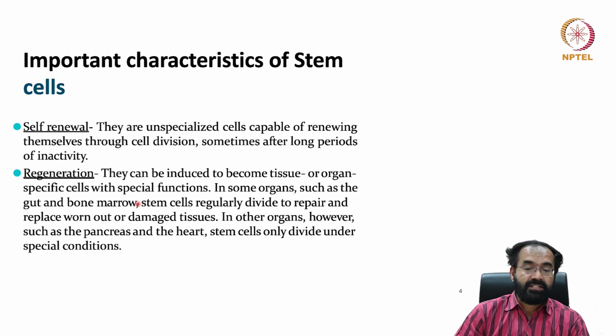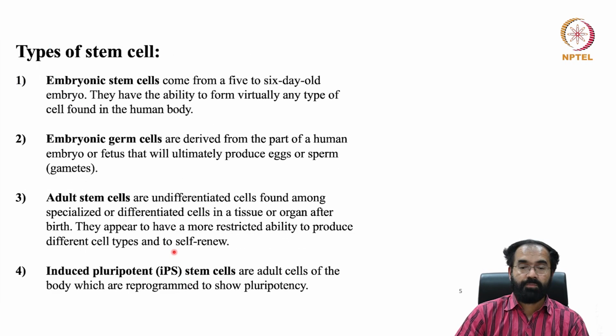In some organs, such as the gut and the bone marrow, stem cells regularly divide to repair and replace worn out or damaged tissue. We have seen our intestinal epithelium is always under erosion, and the intestinal stem cells give rise to the intestinal epithelial cells. In other organs, however, such as the pancreas and heart, stem cells only divide under special conditions, and that too in special organisms. In many animals, it will lead to scar formation.